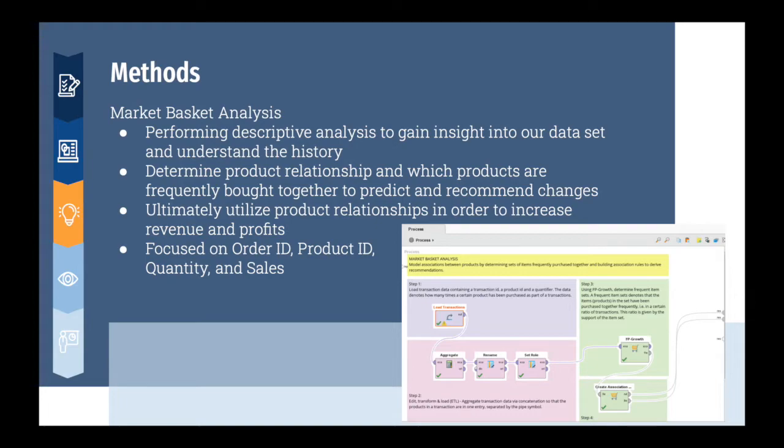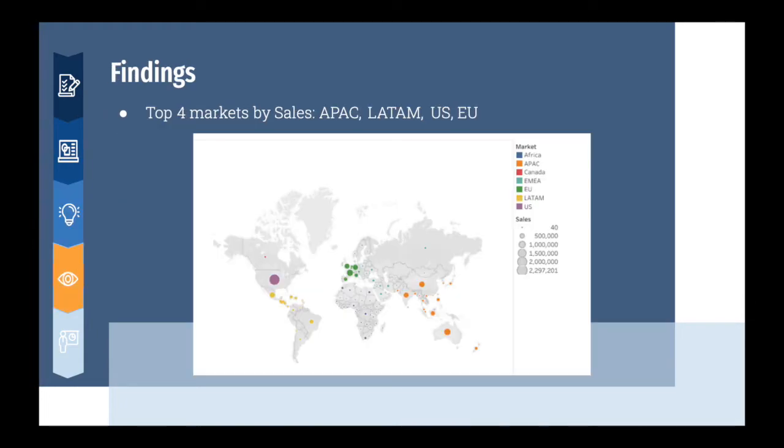Next, I'll turn it over to Amanda, who will go over our findings. To begin going over our findings, I first want to discuss the objectives of our analysis. We want to help the global superstore increase revenues by creating effective marketing campaigns that bundle complementary products that appeal to the largest consumer base.